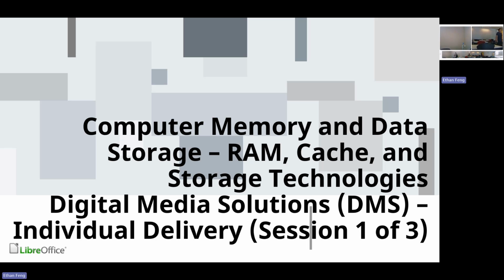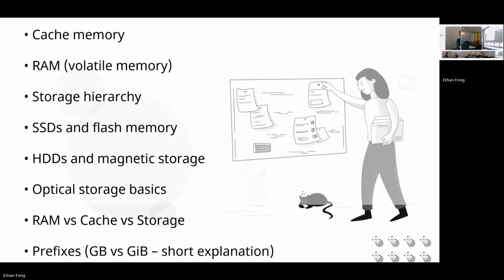So what we're discussing this week will be computer memory, data storage, RAM, caches and storage, and the technology of digital media solutions. So that's the topic we'll cover. What is cache memory? What's RAM? What's volatile memory? And the storage hierarchy. What's the SSD and flash memory? What is hard disk drive and magnetic storage? What's optical storage? What is RAM versus caches versus normal storage? The simple prefixes of gigabytes and gigabits.